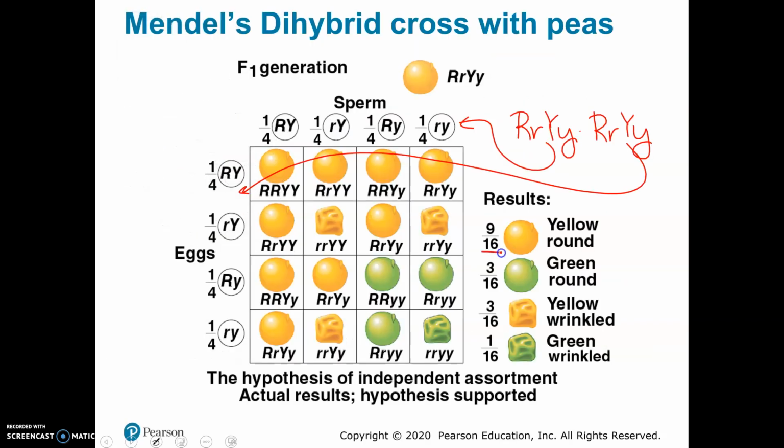See my 9/16, 3/16. Again, with the product rule, we would just separate this out and do our R's, and then do our Y's, and then get the fraction of round versus wrinkled, get the fraction of yellow versus green, and multiply the fractions together.